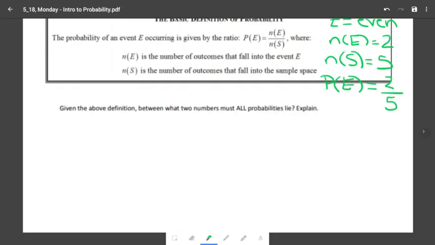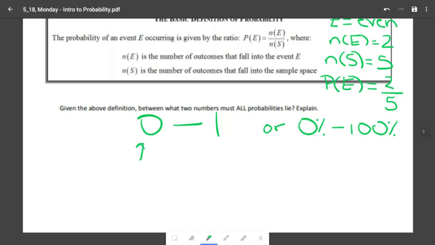So now, given the above definition and looking at examples 1, A and B, between what 2 numbers must all probabilities lie? And I want you to explain. So all probabilities should fall between 0 and 1. Now, a lot of times we do use fractions. We could also use decimals. You might have also seen probability done with percents. So we could also say between 0% and 100%. Decimals and fractions would use the 0 to 1.